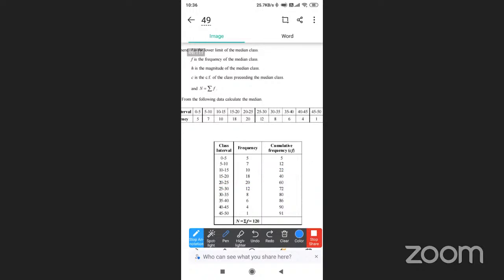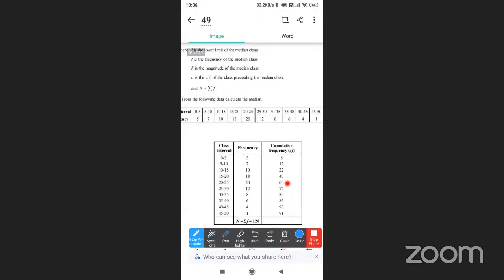Okay. Here, the first step is to construct a cumulative frequency table. That is over. Step number 2: identify the CF just greater than n/2. n equals 91, so n/2 is 45.5. There is no 45.5 in the cumulative frequencies, so here you can see that 60 is just greater than 45.5.